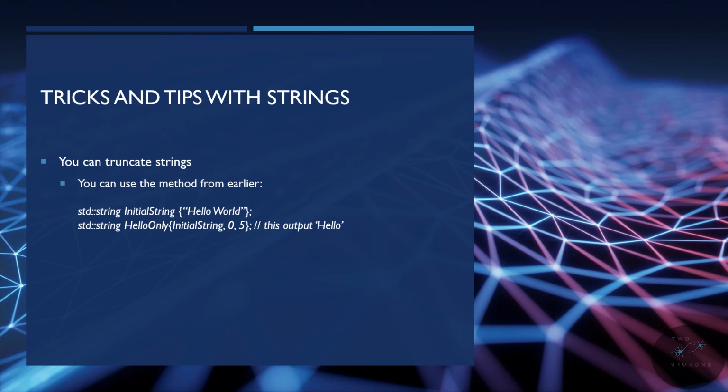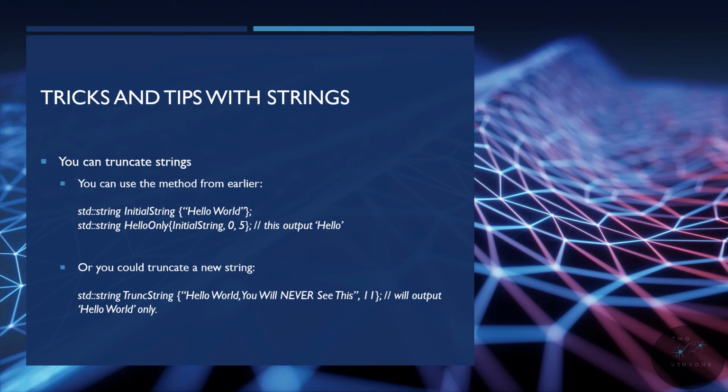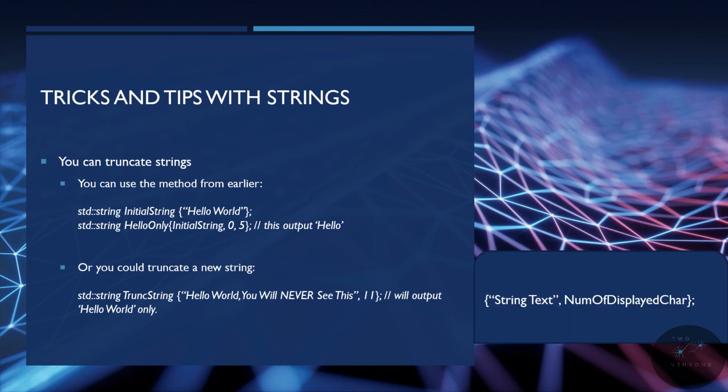Or you could truncate a new string. So I have this new string called trunc for truncate string, where it says hello world, comma, you will never see this, followed by a comma and the number 11. This will output the words hello world only, as hello and world are 5 characters each and the space is 1 character. So the syntax for that is fairly simple. It is the string text and the number of displayed characters. This works both with curly brackets and round brackets with no difference in my experience so far.